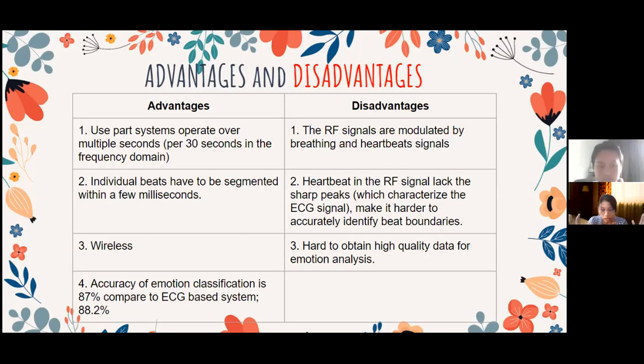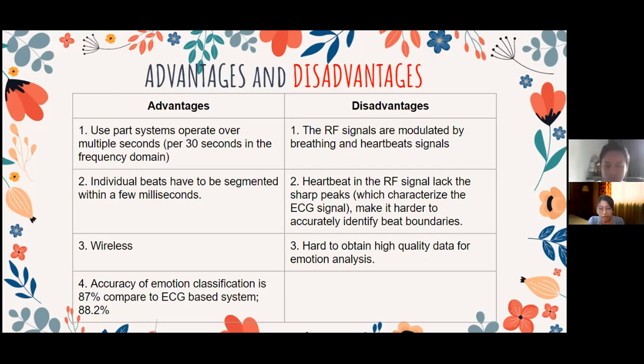the signals. And then the second disadvantage is that the heartbeat in the RF signals lacks the sharp peaks which characterize the ECG signals, and this makes it harder to accurately identify beat boundaries. And once again, the authors overcame this problem by making segments within a few milliseconds so they can analyze per segment.